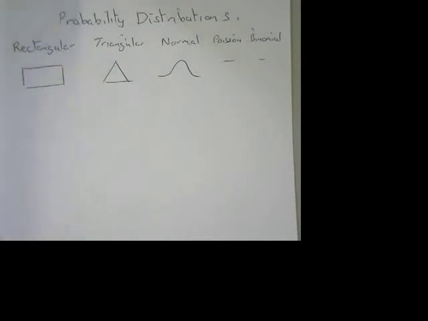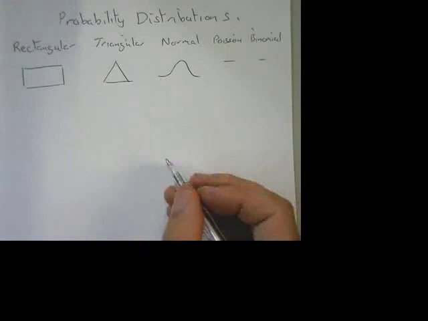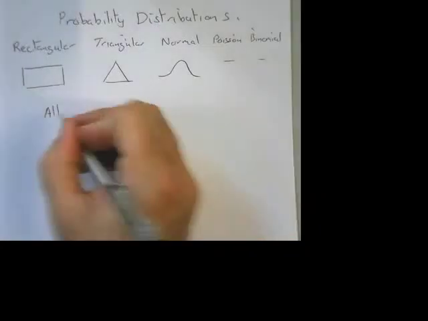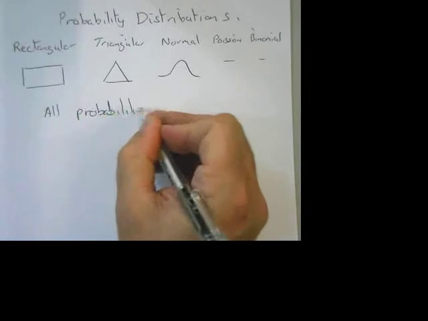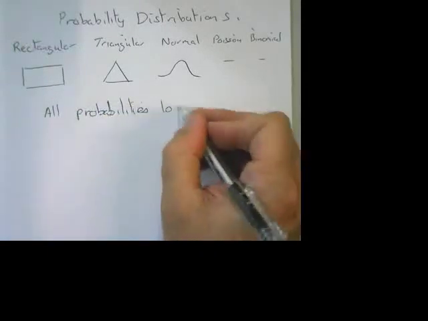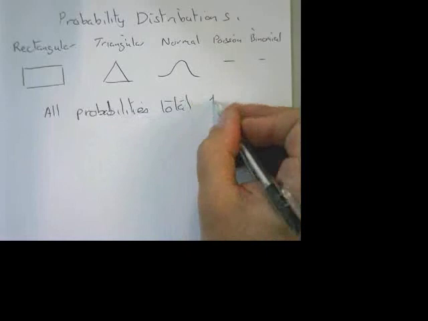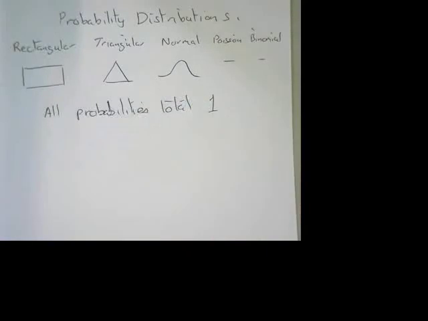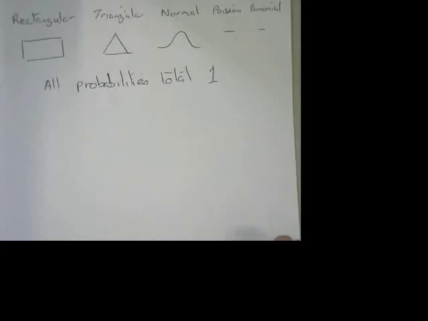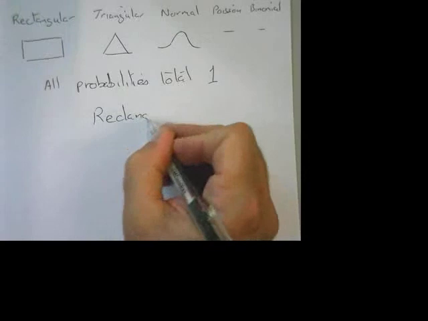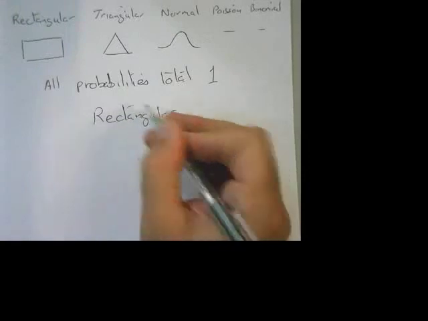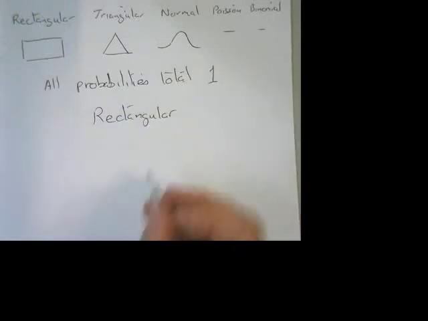It'll be alright. So the first thing to recognise is that all probabilities total 1. I know that's obvious, but lots of people don't remember it. Okay? So, when we're looking at a rectangular distribution, which is what we're going to look at first, okay, let's give some examples about what would be a rectangular distribution.